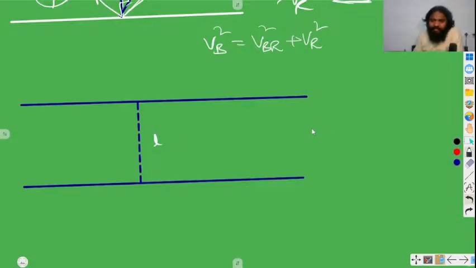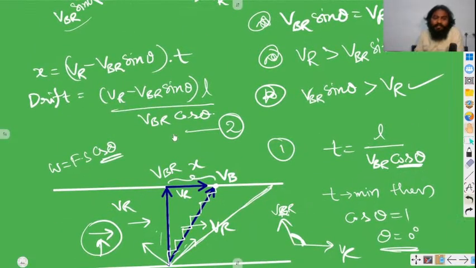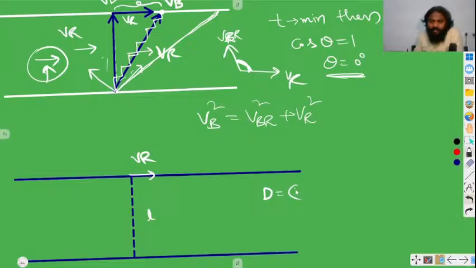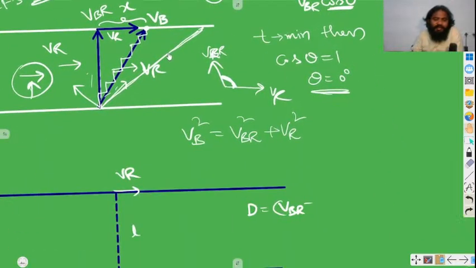Here we remember the drift formula, right? In this direction there will be the velocity of the river. What is the drift formula here? Drift is equal to VR minus VBR sin theta, into L by VBR cos theta.